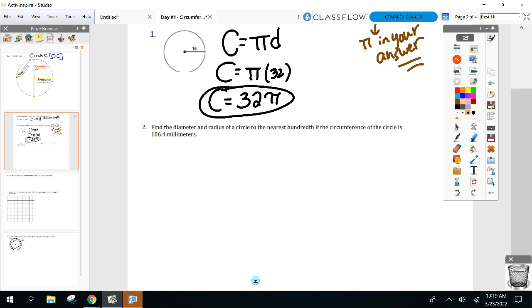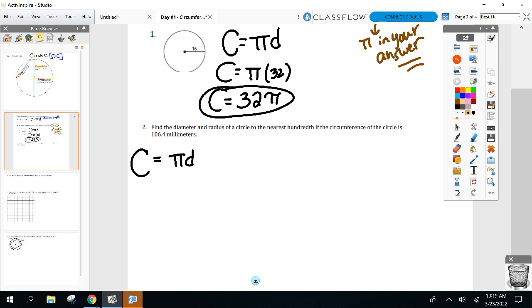All right, I'm done with the basic ones. Let's go to above average ones now. Find the diameter and the radius. If I tell you the circumference is 106.4, find the diameter and the radius. Start with the formula. Circumference equals pi d.